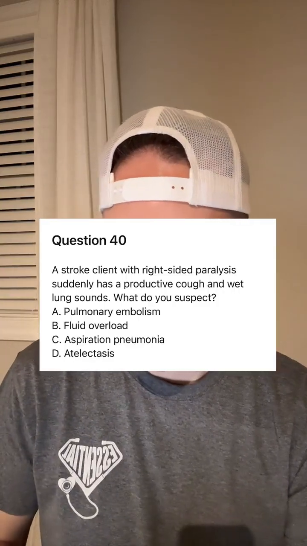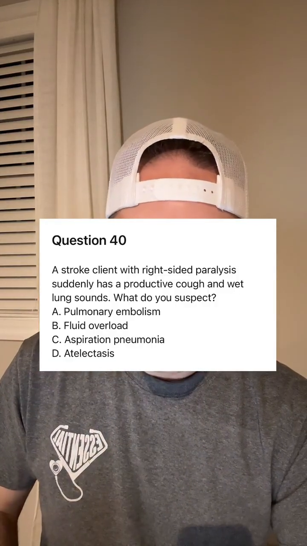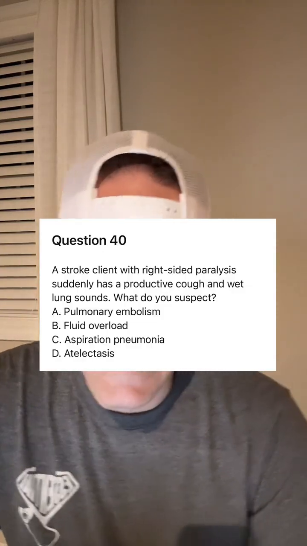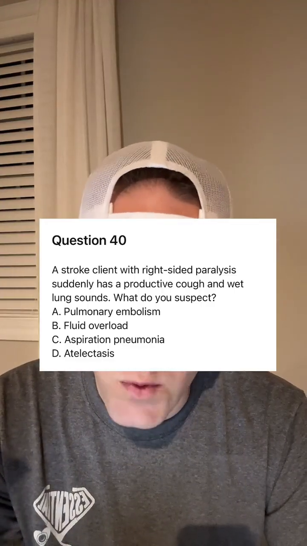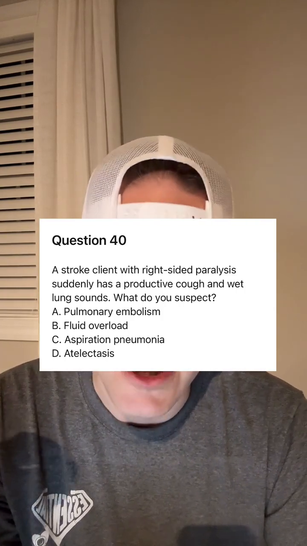Question 40. A stroke client with right-sided paralysis suddenly has a productive cough and wet lung sounds. What do you suspect? Answer here is going to be C, aspiration pneumonia. Stroke clients often have impaired swallowing, putting them at risk for aspiration. A productive cough and crackles suggest aspiration pneumonia, so you're going to need to provide prompt antibiotic therapy.